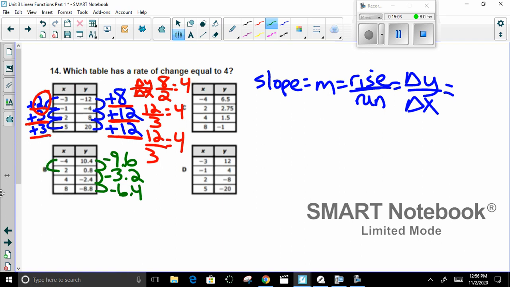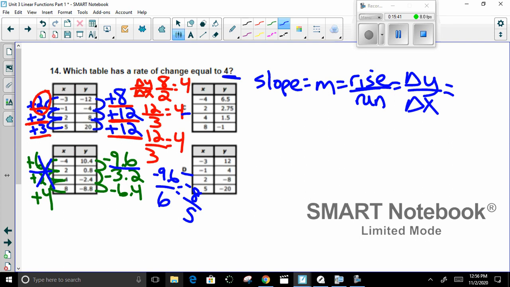On my x's, negative 4 to 2, it looks like I'm adding 6. 2 to 4, I'm adding 2. And 4 to 8, I'm adding 4. So I'm doing something different every time. So I have to check every single change in y over change in x. So negative 9.6 divided by 6, does that reduce at all? Check yourself on your calculator. That reduces to negative 8 over 5, which clearly is not 4. So do I even care to check the rest? No. Okay. Check those last two, and you can make sure that they're not.